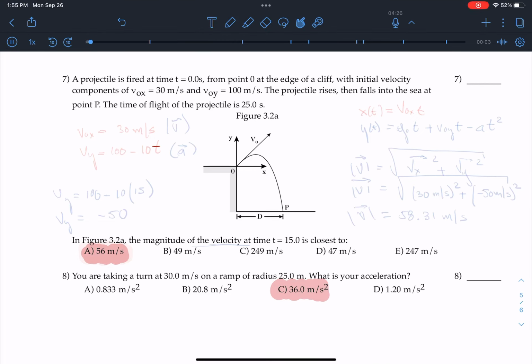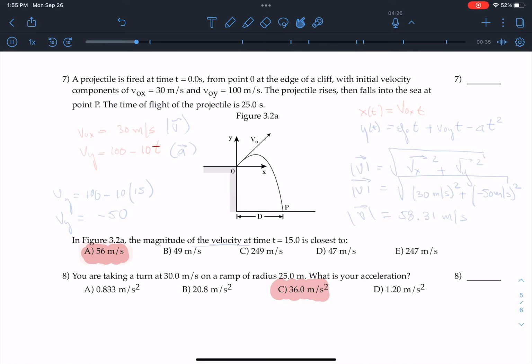A projectile is fired at time t equals 0.0 seconds from point 0 at the edge of the cliff with initial velocity components of v initial on x equals 30 meters per second and v initial on y equals 100 meters per second. The projectile rises, then falls into the sea at point P. The time of flight of the projectile is 25 seconds.